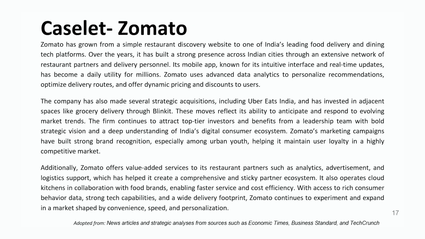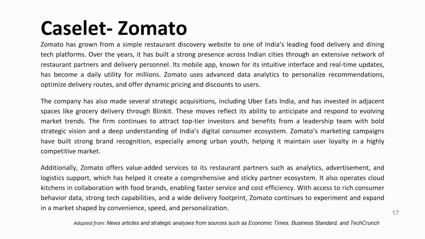Now let's do it practically. This is the case of Zomato. Once we read this case, we are going to identify what resources this company possesses, whether they are its strength or weakness using the VRIO framework, and whether that resource will give sustainable competitive advantage or not. That is what we are going to discuss.